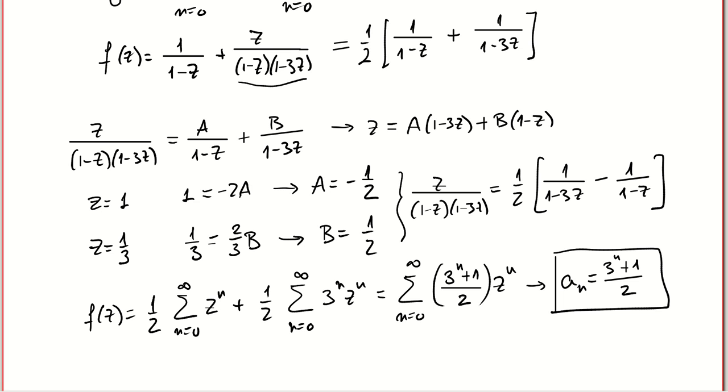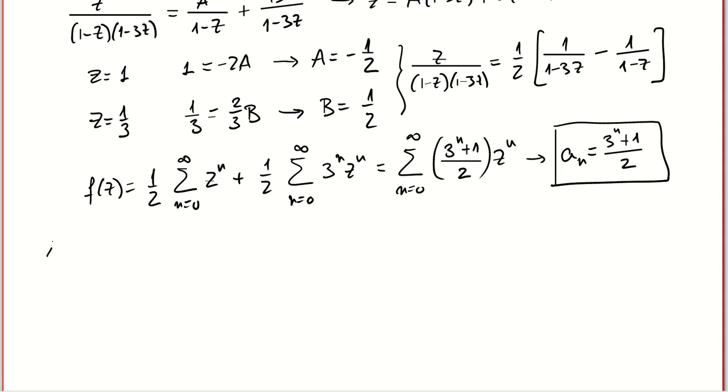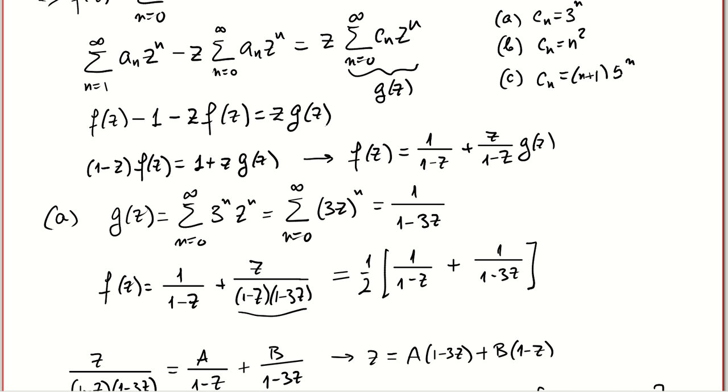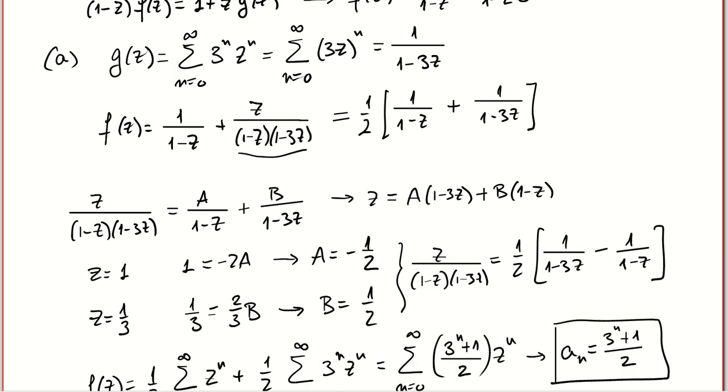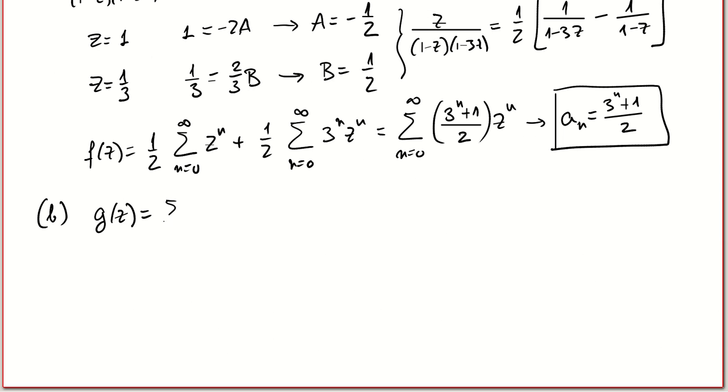Now let's go to case B, right? In case B, our function g is, well, go up here, c_n is n squared, so we put it here, right? So we have n squared z to the n. So g is equal to the sum from 0 to infinity of n squared z to the n. So we need to identify this function first, right?